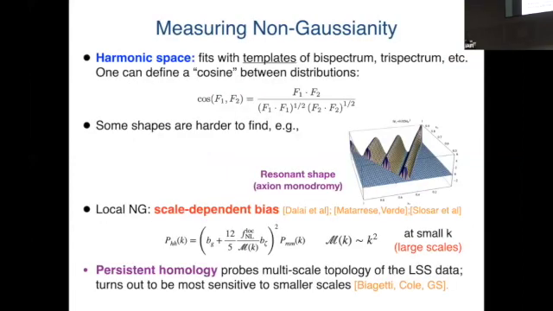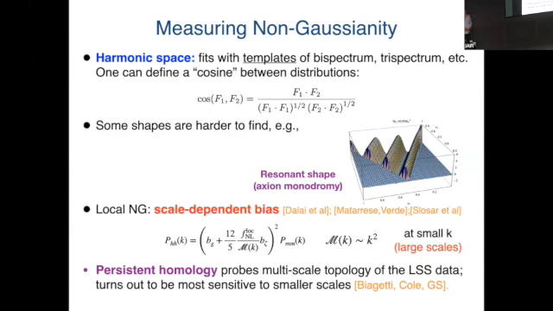So the standard way to detect non-Gaussianity is to fit the data with templates of the bispectrum or the trispectrum that can be computed from theory. You can project, in the sense of distributions, the data onto these known shapes. However, some shapes are known to be very difficult to detect. For instance, the shapes that are oscillatory have zero overlap with almost all templates.